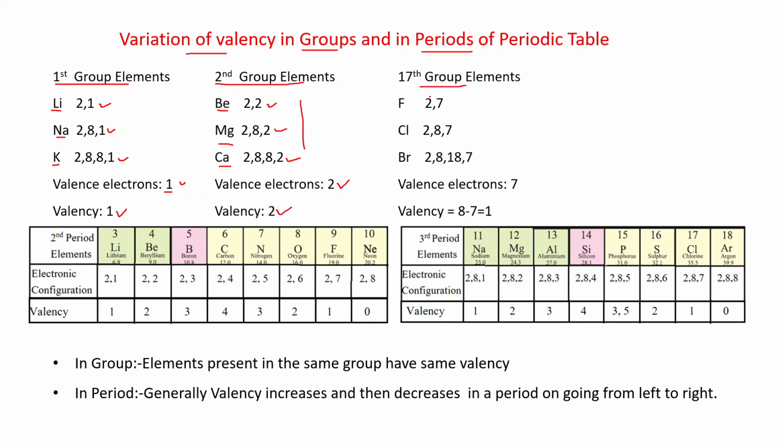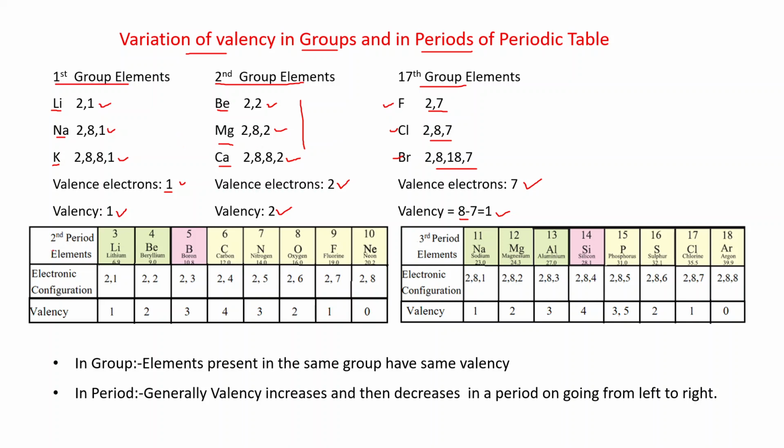In group 17 elements, fluorine, chlorine, bromine, the electronic configuration is 2, 7 for fluorine, 2, 8, 7 for chlorine, and 2, 8, 18, 7 for bromine. And we can find valence electrons in all these elements is 7. That's why valency is 8 minus 7, equal to 1. Now what we conclude from these observations is that elements present in the same group have the same valency. Clear? Because they have the same number of valence electrons.